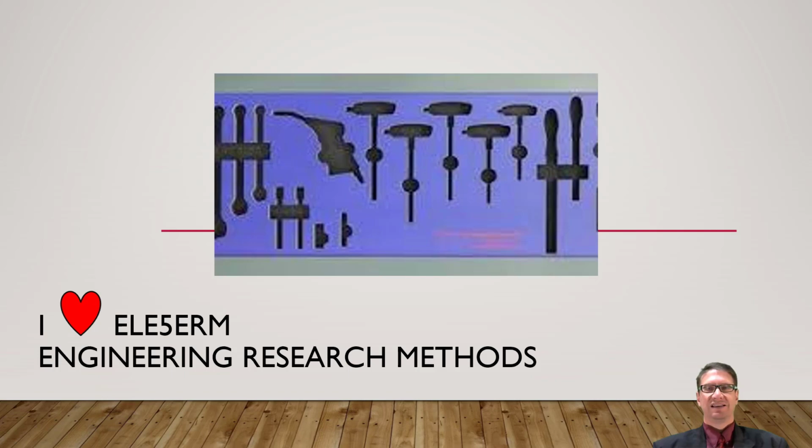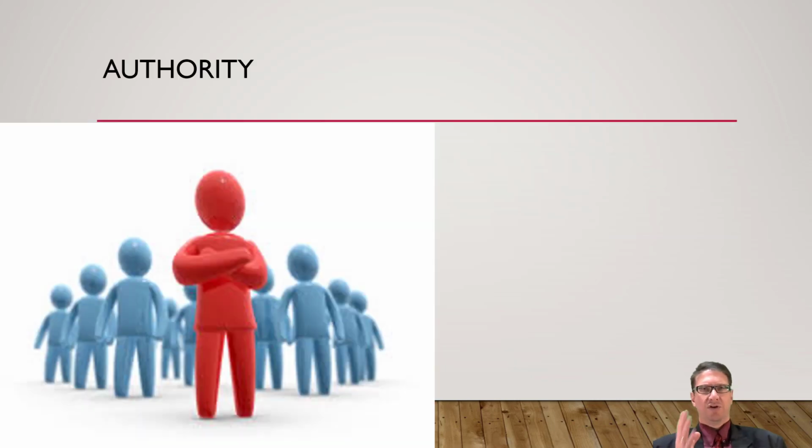The title of this video is authority with respect to references. So the authoritative figure, somebody who's standing out in front. How can you tell who that person is based on the references in a paper?